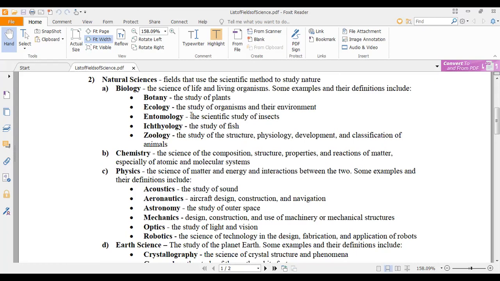Zoology, for example, the study of animals, is related to biology. Ecology. Entomology, the scientific study of insects.